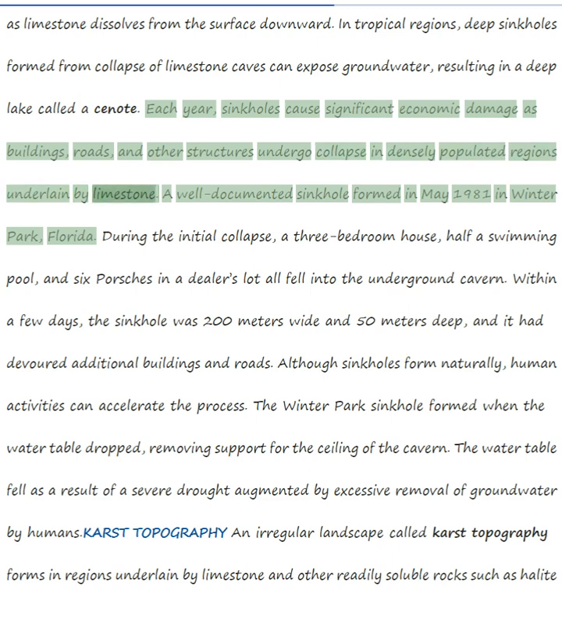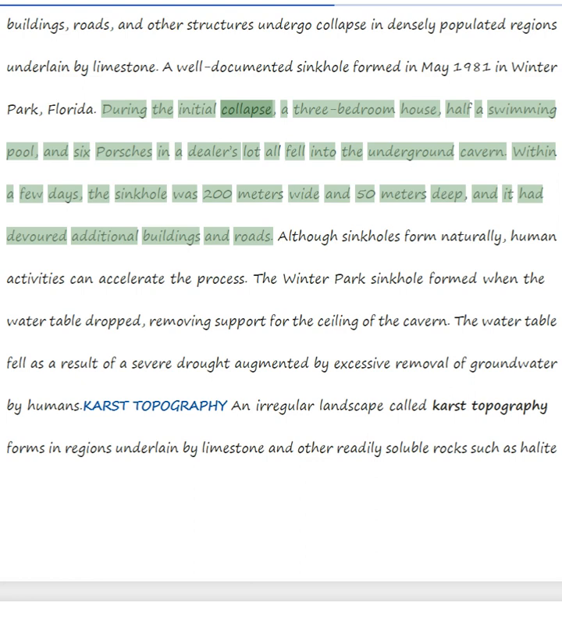regions underlain by limestone. A well-documented sinkhole formed in May 1981 in Winter Park, Florida. During the initial collapse, a 3-bedroom house, half a swimming pool, and 6 Porsches in a dealer's lot all fell into the underground cavern. Within a few days, the sinkhole was 200 meters wide and 50 meters deep, and it had devoured additional buildings and roads.